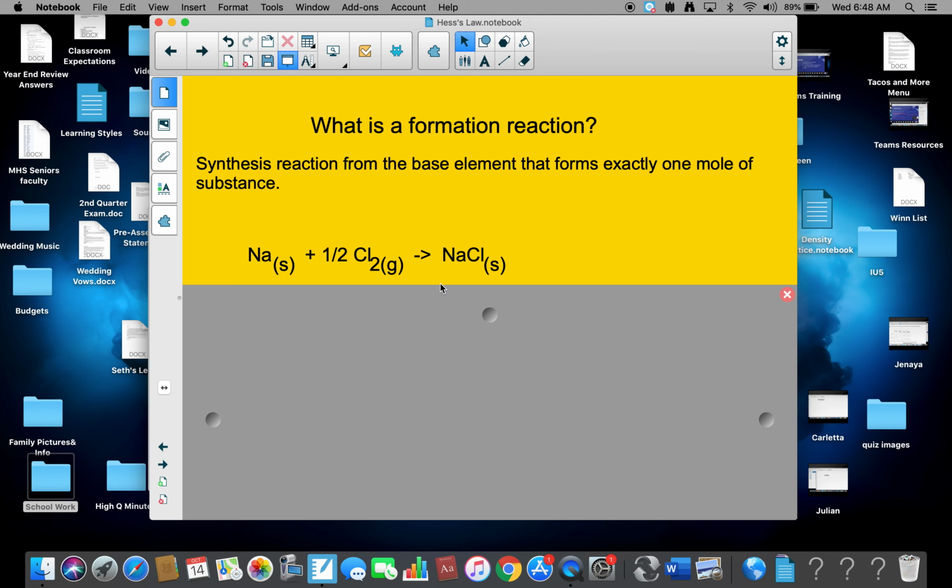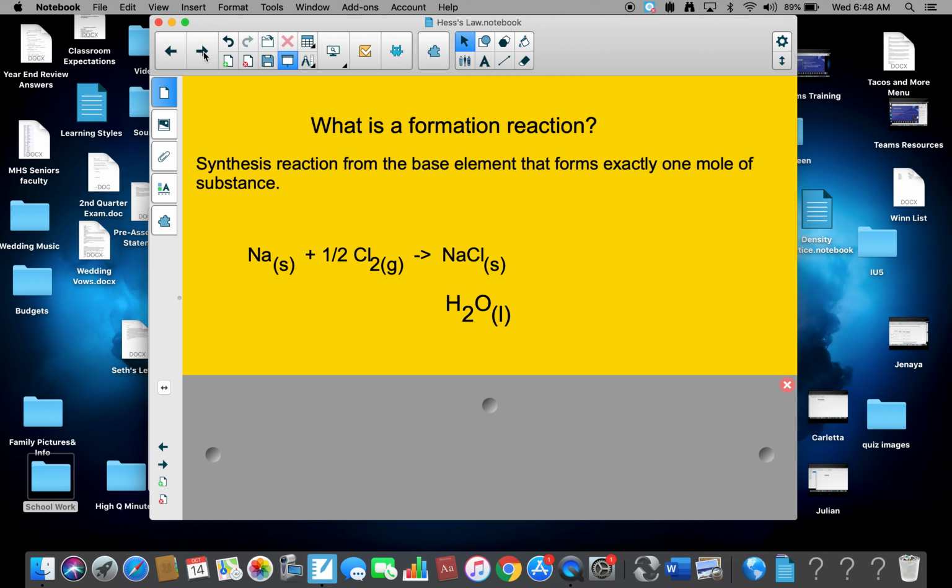So for example, sodium chloride, salt. Sodium chloride is a solid, so we use a little s here to identify the state of matter. We then do sodium, which is also solid, and chlorine gas, which is Cl2, a gas. If we balance these up, I have 1 sodium and 1 sodium, they're good. 2 chlorines, 1 chlorine, so I put a 1/2 here because I can't put a number here. This always has to be 1 mole.